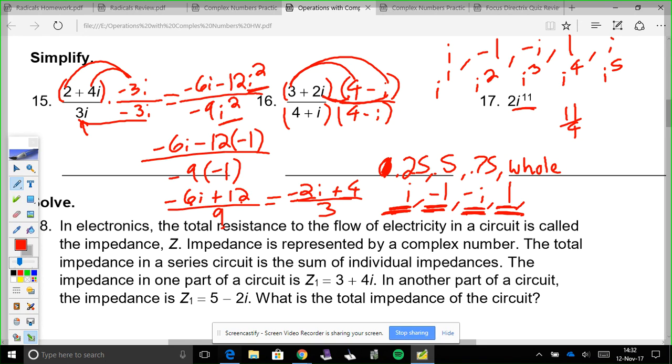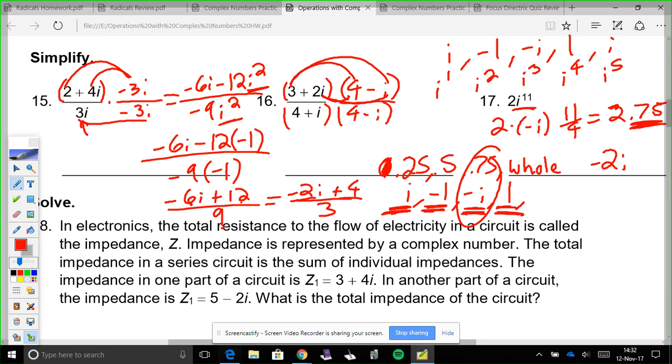So 11 divided by 4 would give me, I believe, 2.75. So since it ends at 0.75, i to the 11th is actually, what's 0.75? Negative i. Okay? So I would just put them together. 2 times negative i is going to make a negative 2i, and that's going to be the end of it.